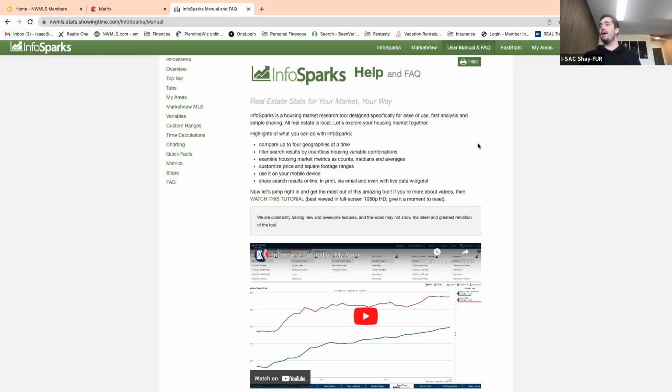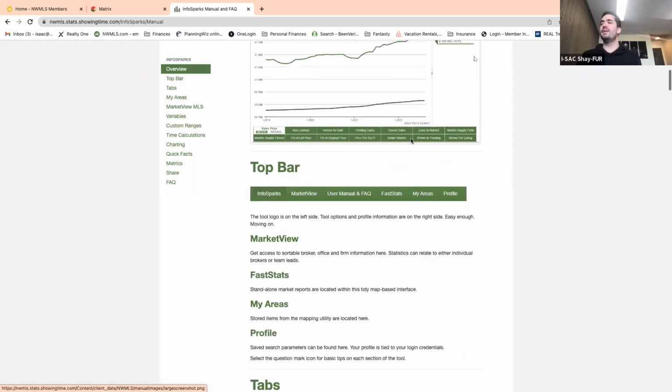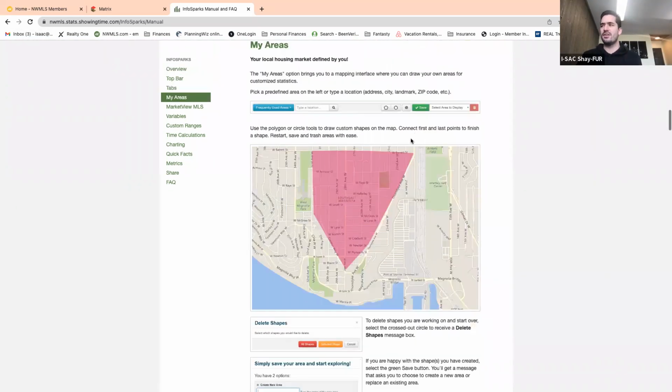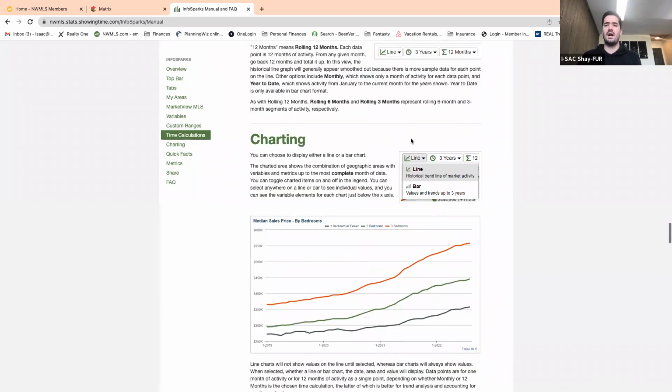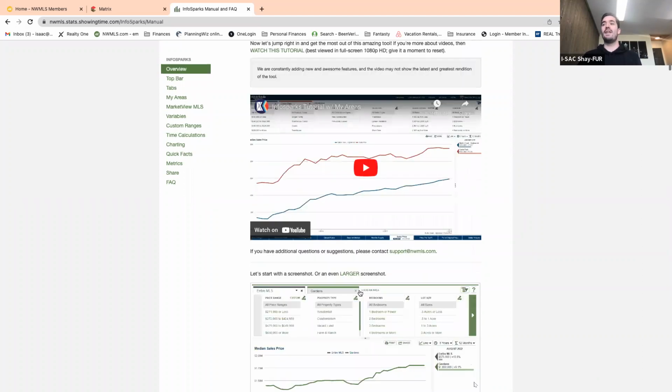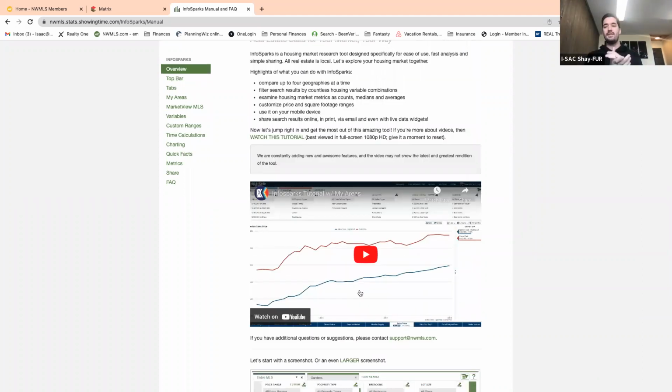Anyways, I was going through this and this is all the information on how to use it, so it doesn't take you a long time. This walks you through the whole process of how to customize reports and everything. So rather than me explain it worse than how they explain it, I want to talk about something different.